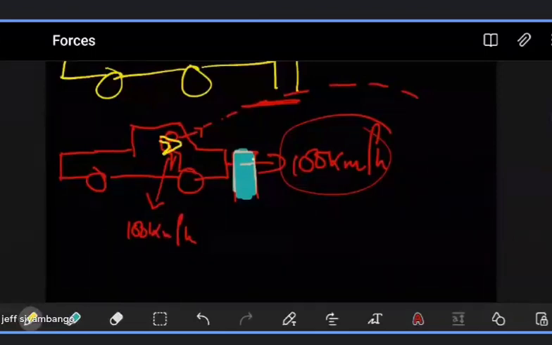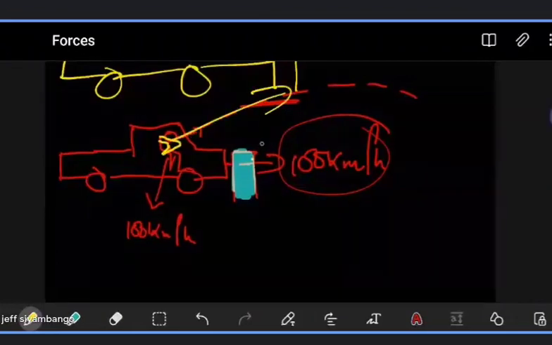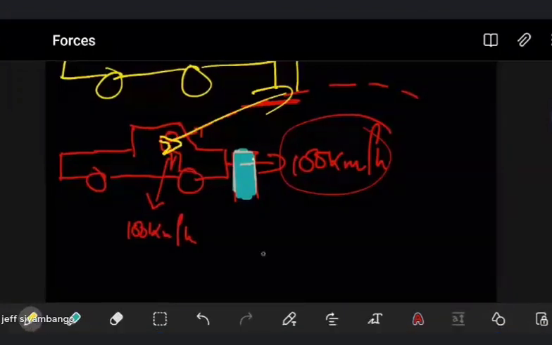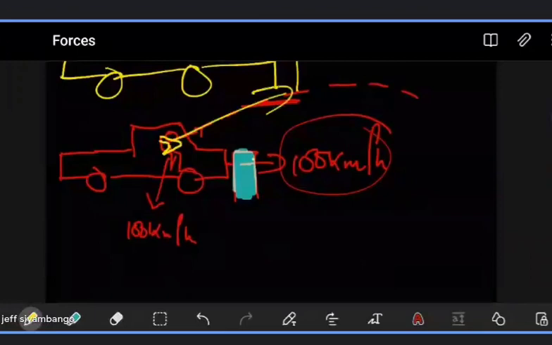So in this case, notice that the seatbelt gives your body an external force that prevents your body to go through the window like that. Do you see that? Okay. So this is just one example of inertia and how it actually works.